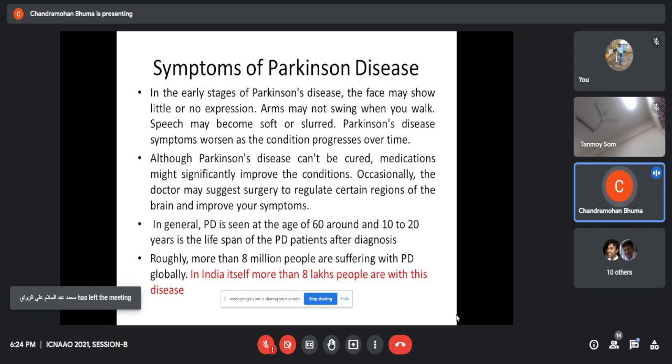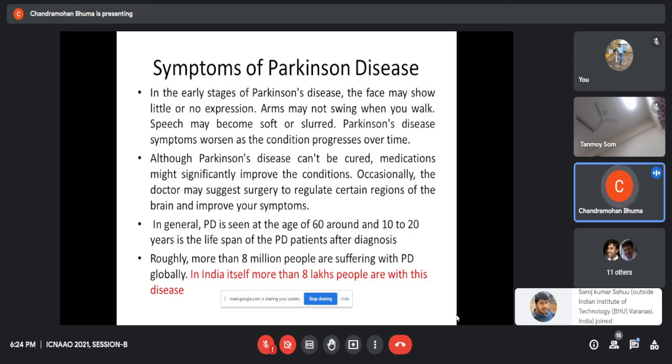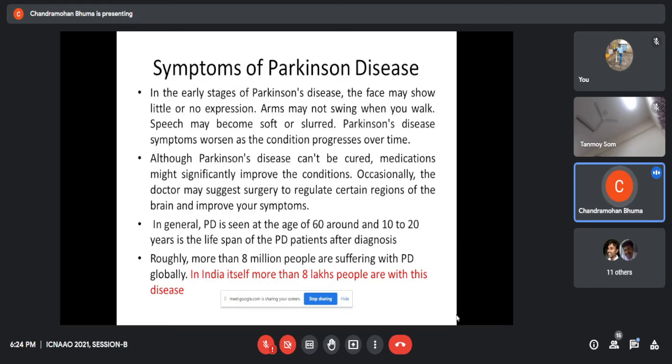Parkinson's disease cannot be cured, but with proper medication there is a significant improvement in the conditions. Very rarely, the doctor will suggest a surgery to regulate certain regions of the brain. Usually Parkinson's disease is seen at the age of 60 plus. It is usually observed in old age people. And 10 to 20 years is the lifespan of Parkinson disease patients after diagnosis. More than 8 million people are suffering with this disease globally, and in India itself, more than 8 lakh people are with this disease. In fact, this number is much higher than the 8 lakhs I put here.